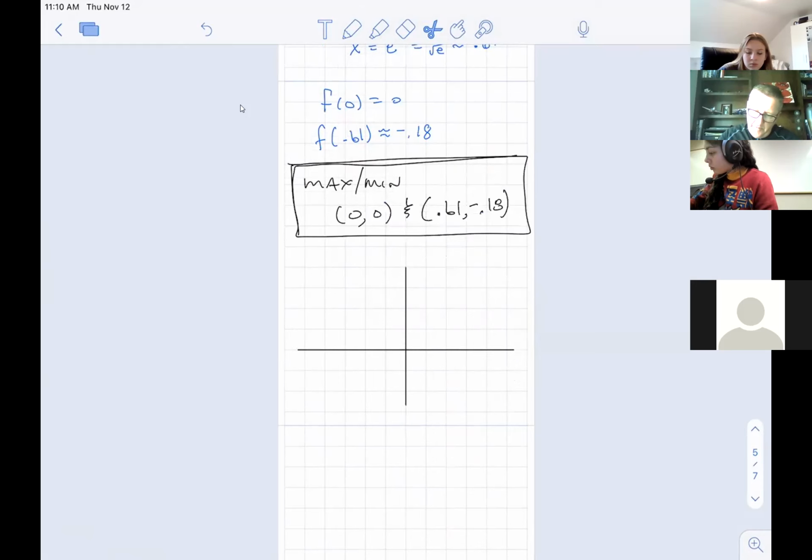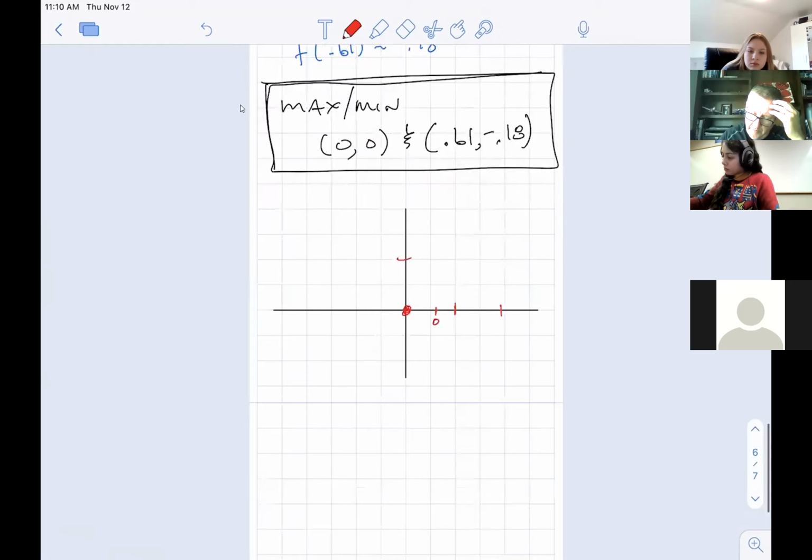So, okay, cool. Where are these points at? Let's graph them. So 0, 0 is obvious. That's a maximum or a minimum. And then 0.61, so a little over half. I'm going to make each of these worth 1. So there's 1, there's 1, there's 1. So a little past halfway and then down just a hair. So I'm saying right about there.